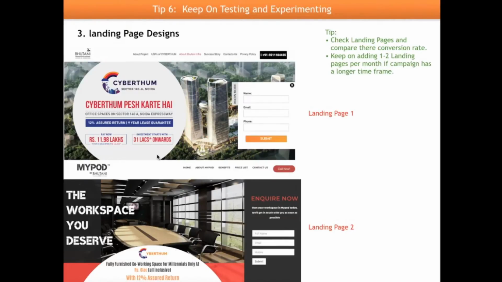But now, if you're generating leads, the call to action is clear here. But you are not the one to decide what's working and what's not working. So we always try to test these landing pages and see what gives me more results. So check landing pages and compare their conversion rates. Keep adding 1 to 2 landing pages per month if the campaign has a longer time frame. If it's a static campaign where nothing changes, like Domino's, 30 minutes or free, the pizza will be the same. You don't have to change it. But if it's a campaign that requires innovation, you should innovate in your landing page design.